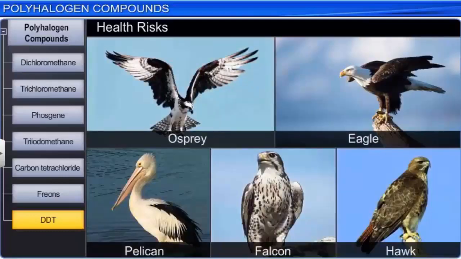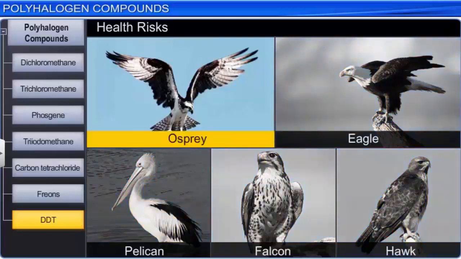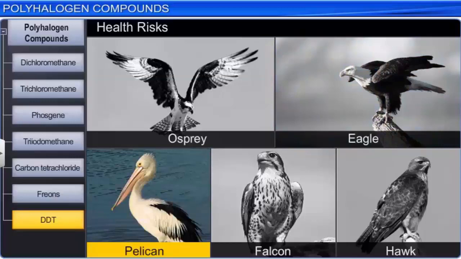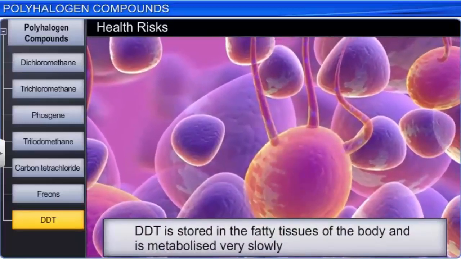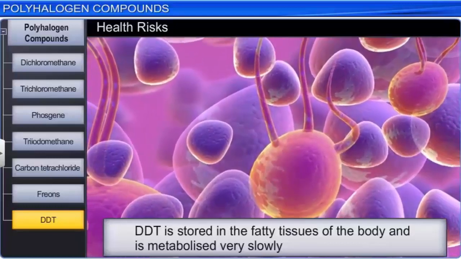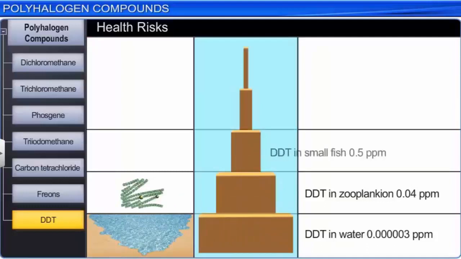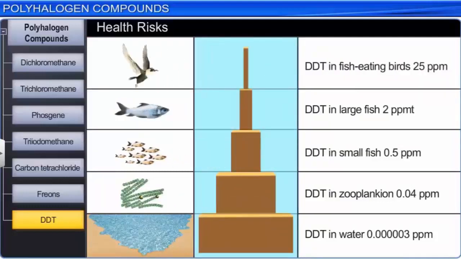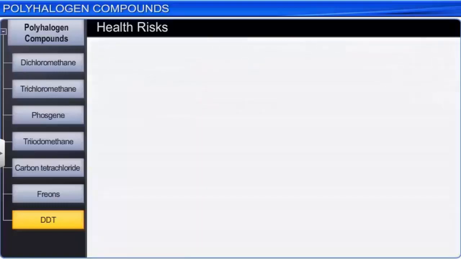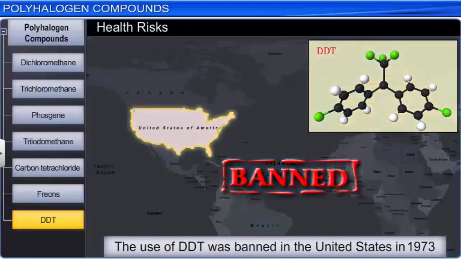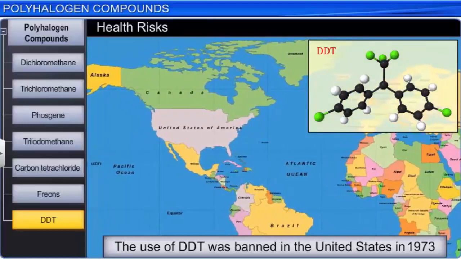For certain species of birds, such as ospreys, eagles, pelicans, falcons, and hawks, DDT exposure leads to thinning of eggshells, causing serious population declines. DDT is stored in the fatty tissue of the body and is metabolized very slowly. As a result, it persists in animals and becomes more concentrated in species higher in the food chain. The use of DDT in agriculture has led to measurable DDT levels in humans. The use of DDT was banned in the United States in 1973. However, it is still in use in some parts of the world.